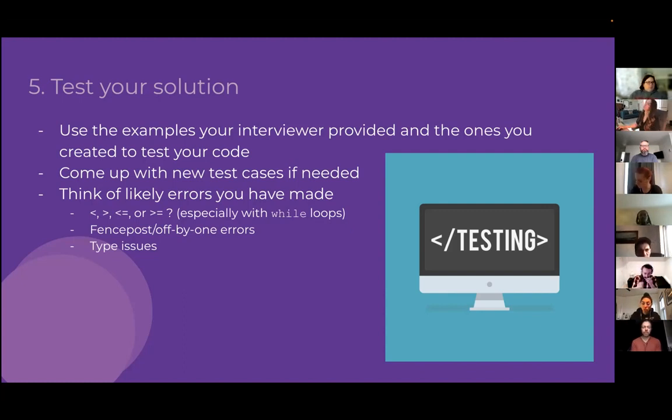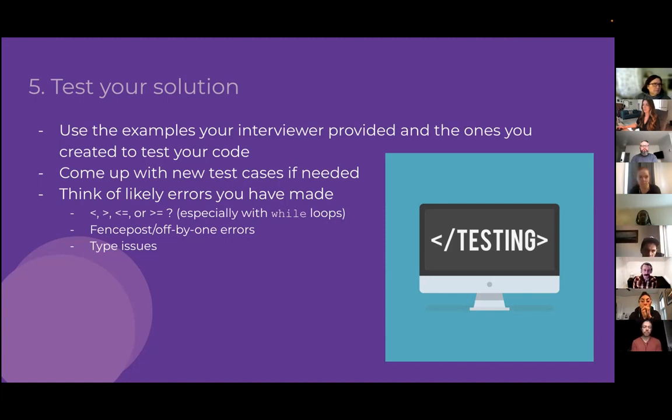Coming up with some new test cases is also a good idea at this point, because maybe your code actually works great with even numbers, but fails with odd numbers, or something like that. It can help you to flush out those edge cases that you might have missed in your initial solution.